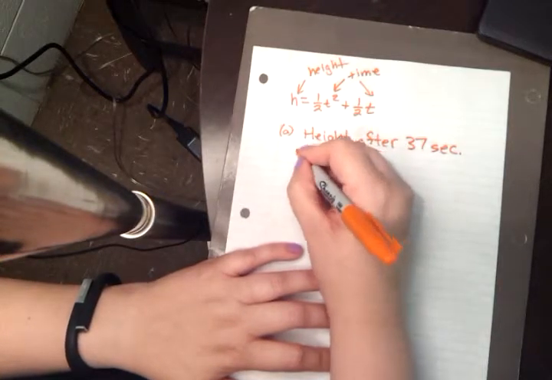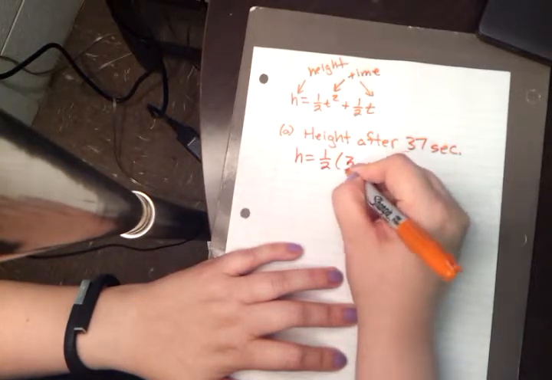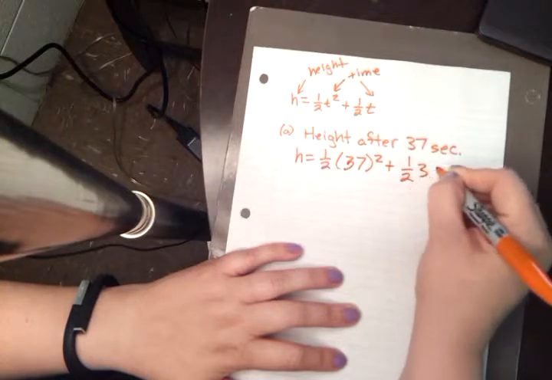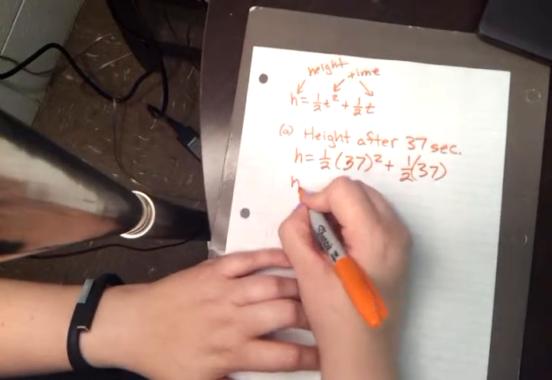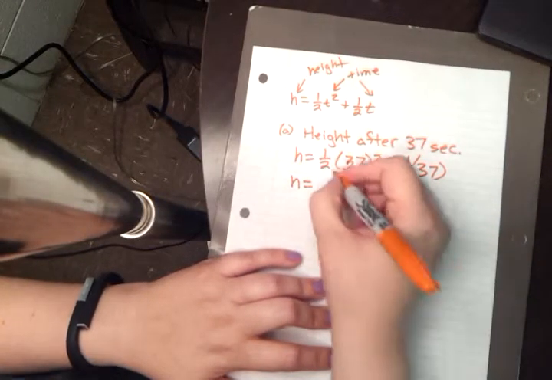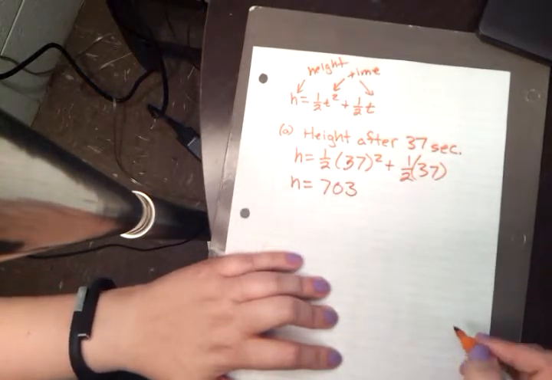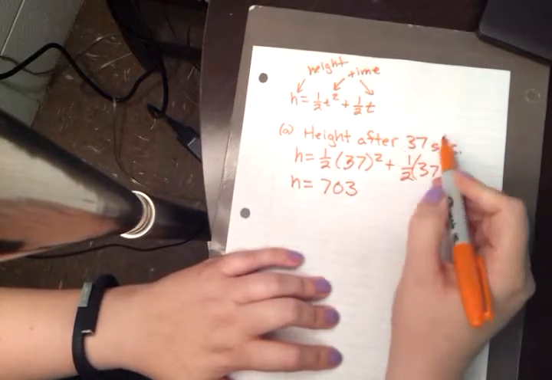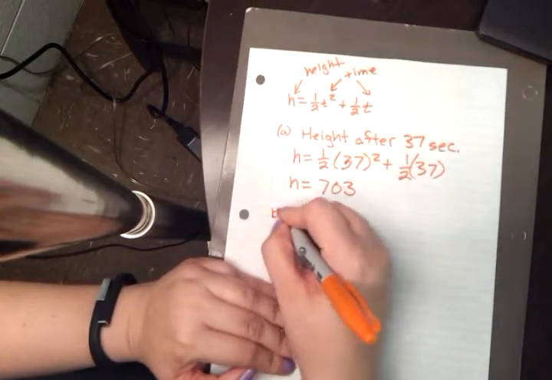And then we have height equals 1/2 times 37 squared plus 1/2 times 37. Now, if you plug that into your calculator, or you are really good at multiplying fractions and doing big squares in your head, you will find that the correct answer here is going to be 703. So all we did was take the 37 that they gave us and plug it back into the original function. So what's question B asking us?